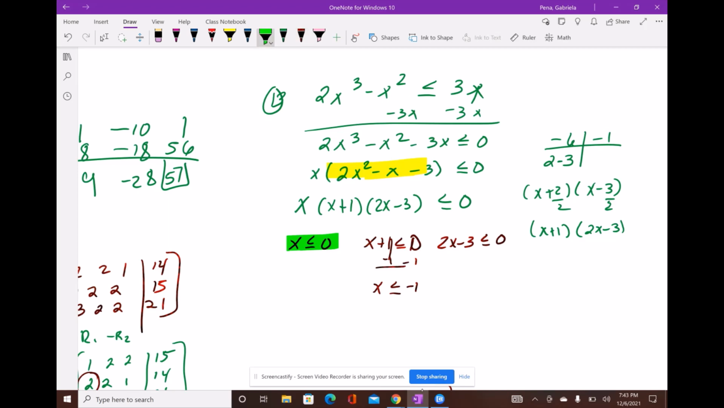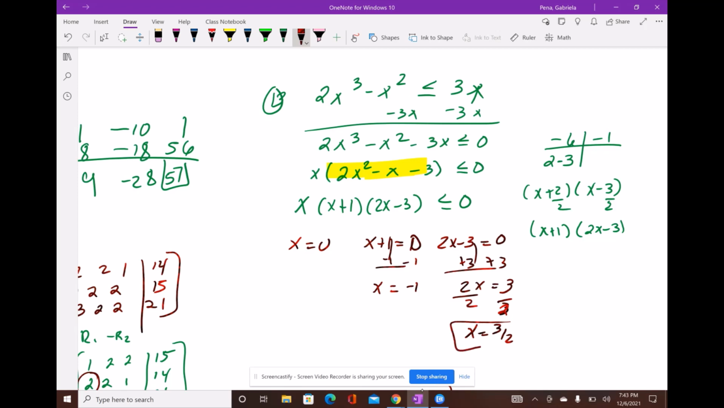Because I'm saying it wrong. You're supposed to see it as an equal sign. Forget what I said. You're supposed to see it as an equal sign for now. Equals to 0, equals to 0, equals to 0. So 0, negative 1, and 3 over 2?